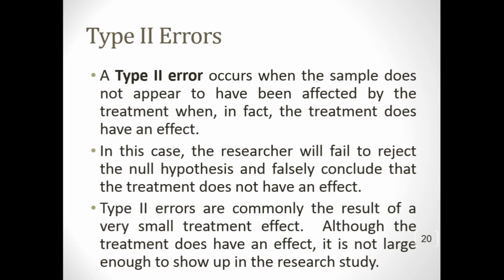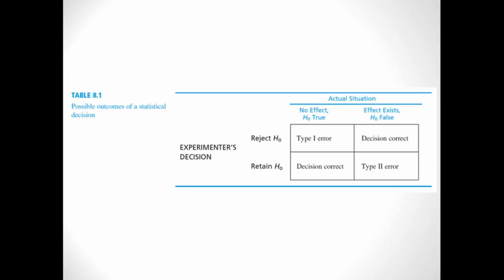We can illustrate the two types of errors in this table. Type 1 error is the probability of rejecting H0 when H0 is true, which means there is no effect. Type 2 error is the probability of retaining H0 while H0 is false. In the two other cases, we have a correct decision.